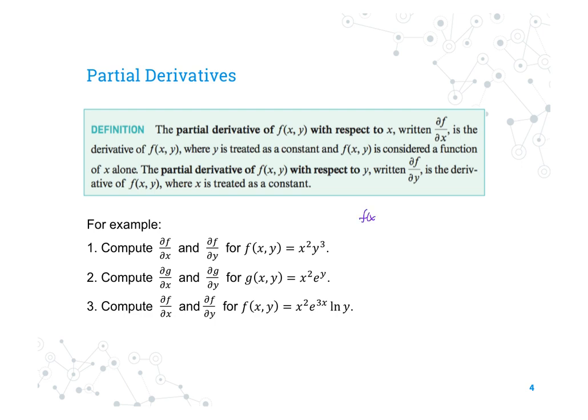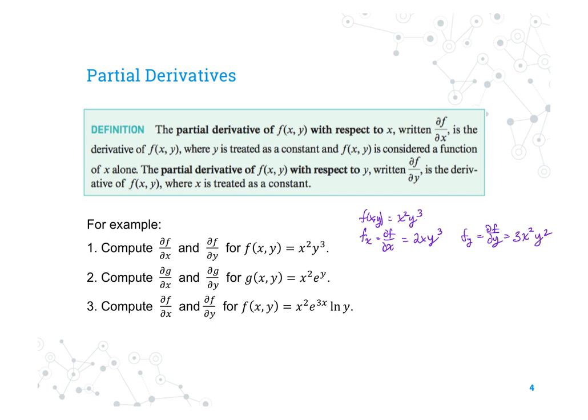So if f of x, y equals x squared y cubed, if we want to find the partial derivative of f with respect to x, which is del f del x, that would be 2x times y cubed. Remember, y cubed is just a constant. But now if we wanted to find the partial derivative of f with respect to y, or del f del y, we now treat x as a constant, so x squared stays there, and the derivative of y cubed would be 3y squared.